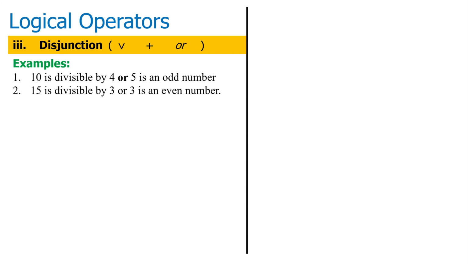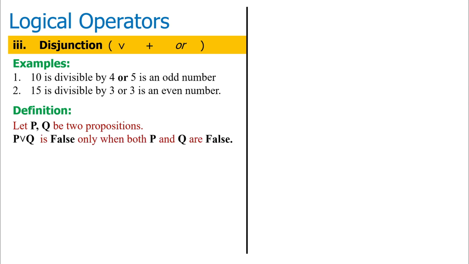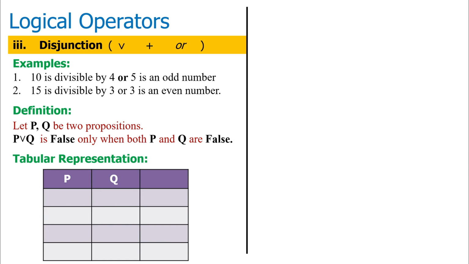Now let's try to understand the definition of disjunctive logical operator. Let P, Q be two propositions. P disjunction Q is false only when both P and Q are false. Let's understand this with the help of a truth table. P, Q and P disjunction Q.